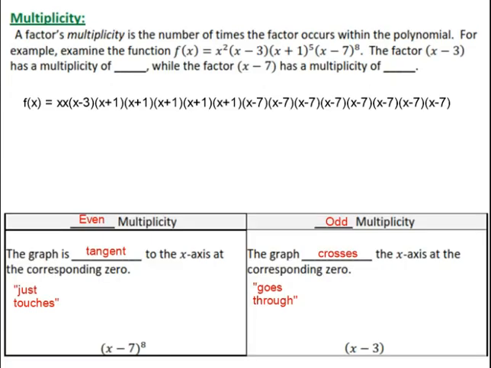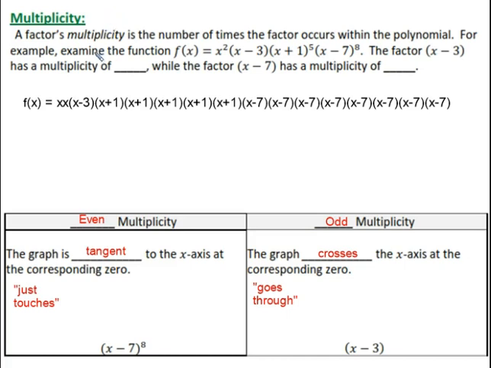So last but not least, we're going to use a function's multiplicity to help us graph these polynomials by hand. And this idea of multiplicity is probably the most important concept we can find in these polynomial equations to help us graph them by hand. And a factor's multiplicity is the number of times the factor occurs within the polynomial. Literally, how many multiple times is it showing up?